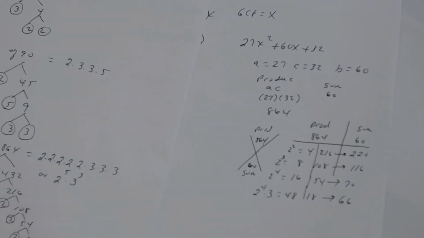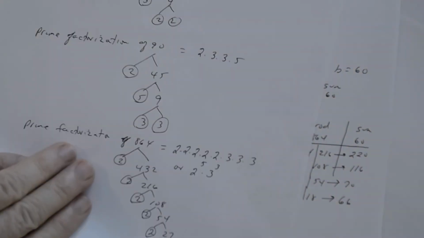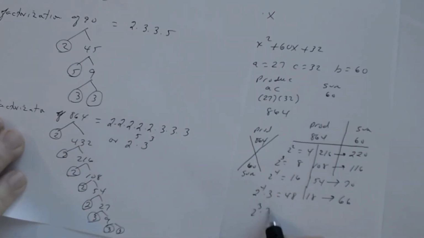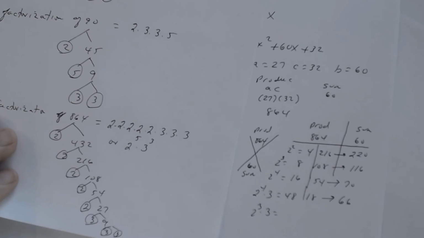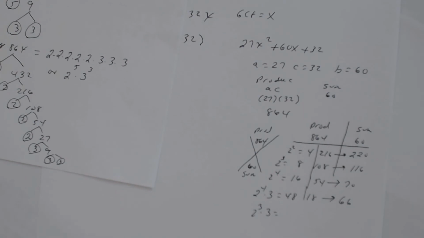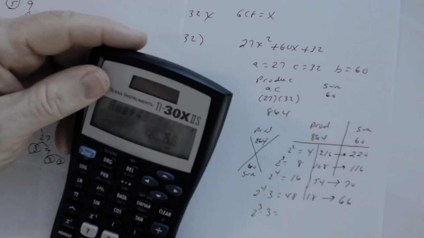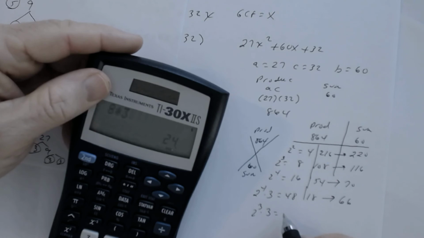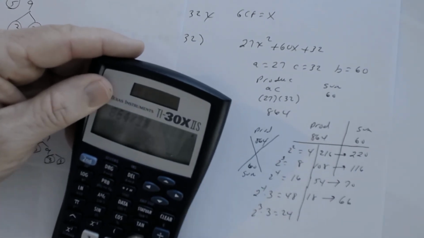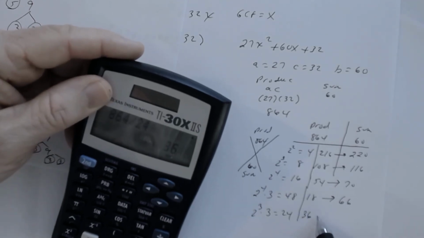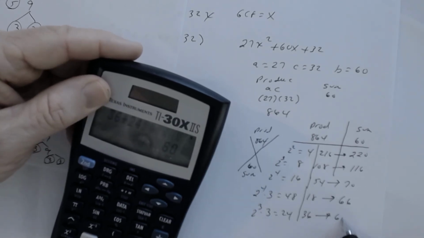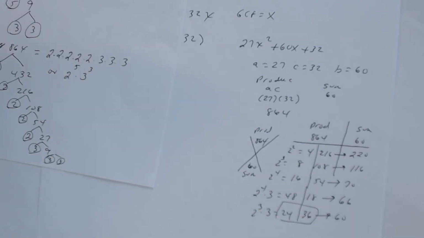So then you go through the process. So maybe let's try 2 to the 3rd times 3 instead. Okay? 2 to the 3rd, so 2 times 2 times 2 times 3 instead. So that's going to be 8 times 3, which is 24. So 24 times what is 864? Well, 864 divided by 24 will give me 36. And when I add them up, 36 plus 24 gives me 60. I found it right here. So those are my two numbers.